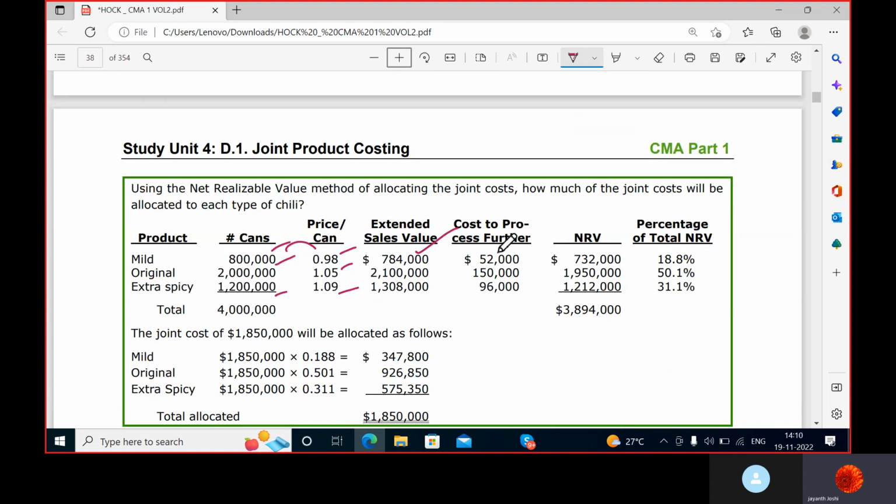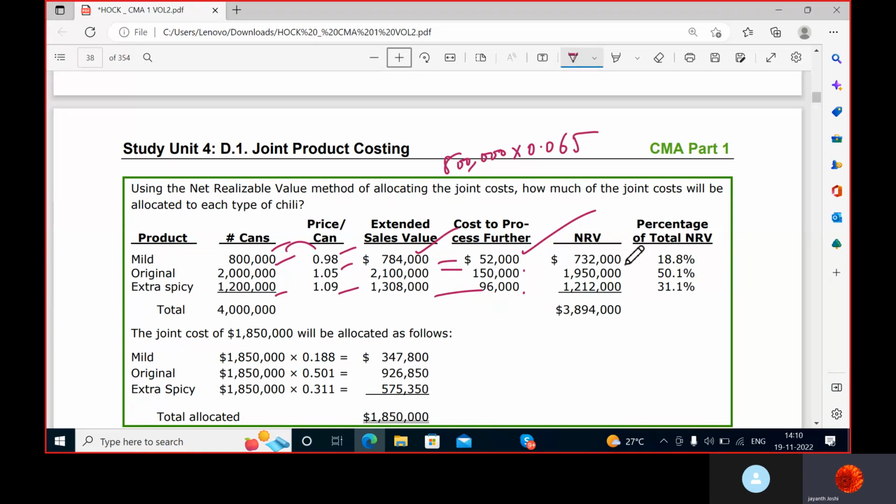the cost to further process, which is this much. How did you get this cost to further process? Cans into cost of process, just multiply. So 8 lakhs into 0.065 gives you the cost of process. Do this for all three, and then you subtract, you get NRV.